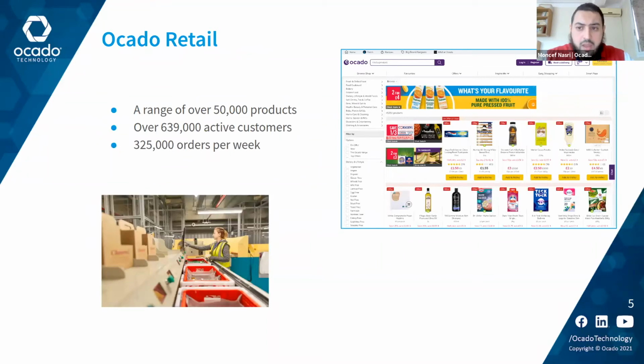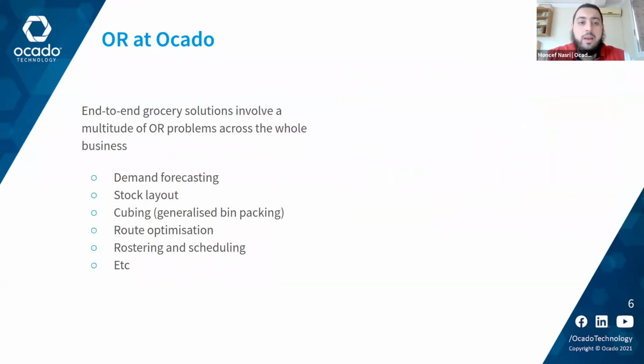Ocado Retail is one of our clients, the best known to people in the UK, with a range of over 50,000 products, over 500,000 active customers and 300,000 orders per week. So everything that you see on the website here, or on the left pickers picking or customers ordering, has been built by us.